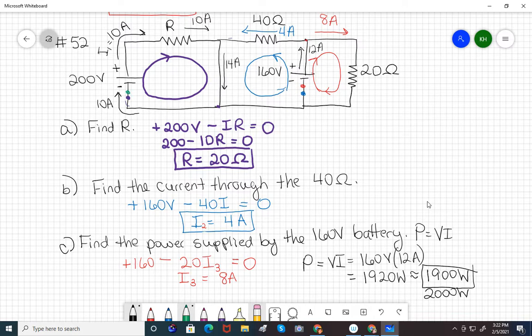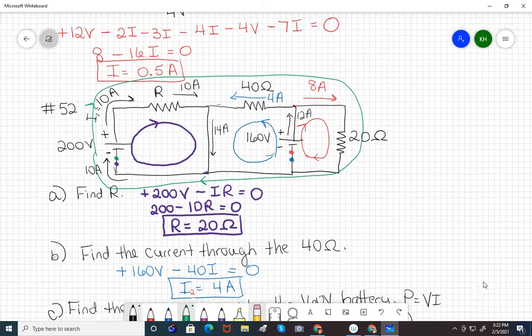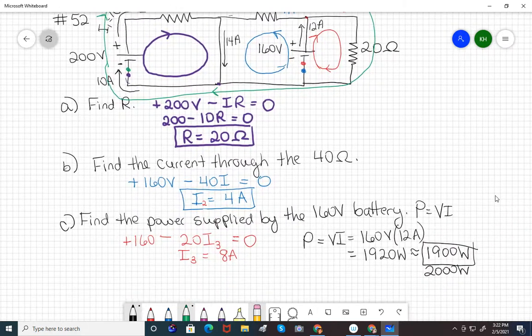I'm going to start here. When I do the big loop, oops, that's not what I wanted to do. I usually just go all the way around. So I'm going to start here, and I'm going to go all the way around like this, with the current going out of the biggest battery and then back into the biggest battery. Need to be really careful. I pay attention to my signs. So this is just sort of a check.